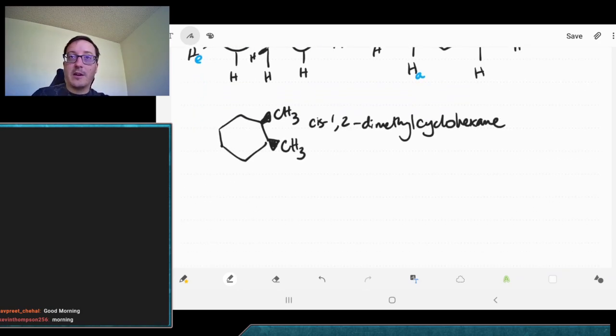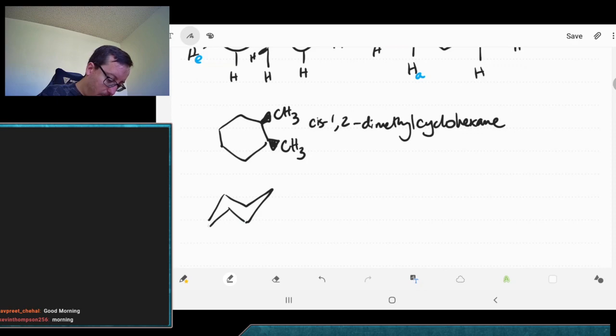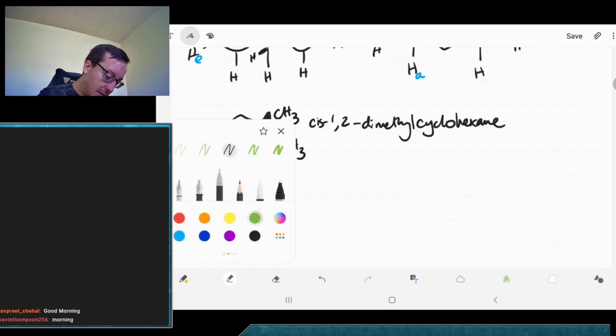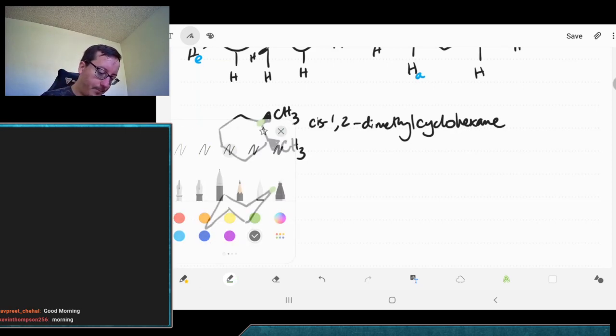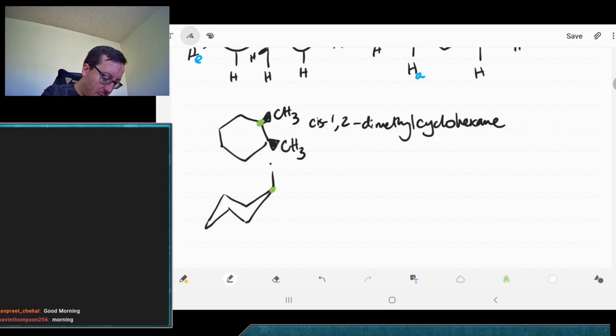If we draw a particular chair for them, we can say that this green carbon here is the carbon we're looking at. We can say that, just so everything's super easy what we're talking about. If I've got to put my methyl groups up, the first one is the easy one. That's going to be an axial position. Remember, on the next carbon, though, the one that's pointing up is equatorial.